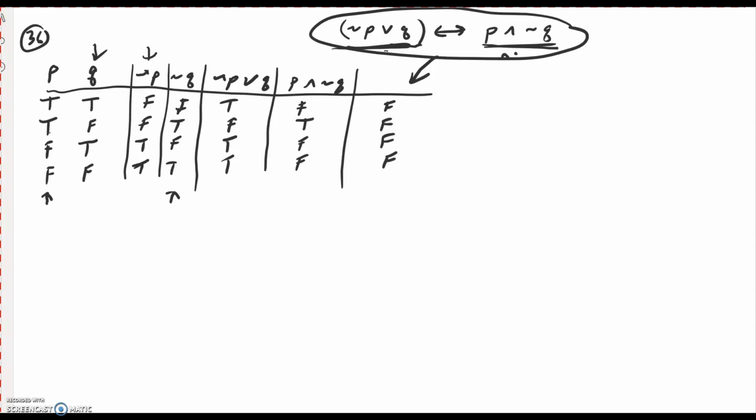What this says is no matter what P and Q are in terms of truth, this compound biconditional statement is always false. So always false is a contradiction.